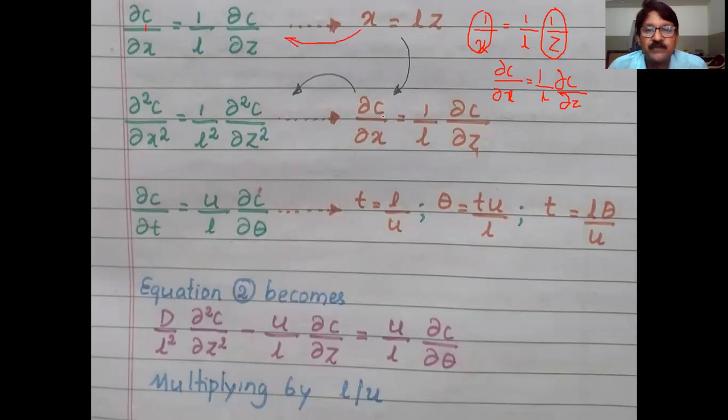Similarly, you can write x is equal to Lz, right? So therefore, again, second order differentiation. Dou square C by dou x square is what? Squaring, 1 by L square, dou square C by dou Z square. Same. It is directly from this: dou square C by dou x square is 1 by L square dou square C by dou Z square, right?